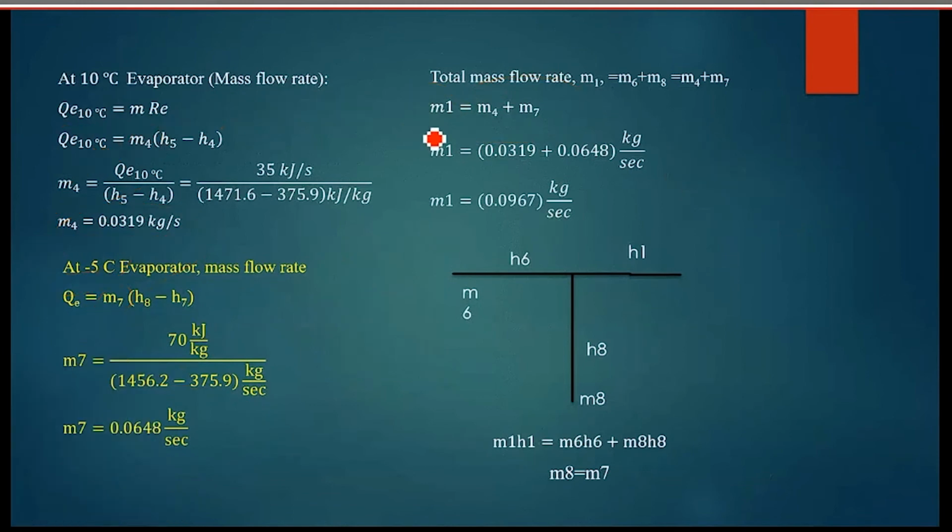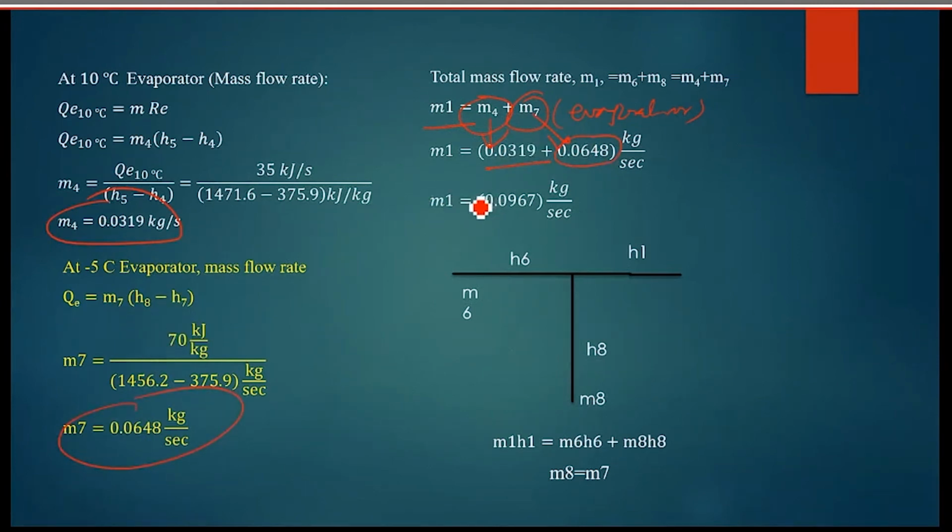Look at this, yeah. So M1, that is the mass entering the compressor, or the combination of M4 and M7. What is M4 and M7? Those are the mass flow rates of the evaporators concerned. No? So at the end of the evaporators, it will go to the compressor suction at the entry. So all we have to do is M4, we get that 0.0319 here. Then M7 is here, 0.0648. We were able to get that now from the heat load of the second evaporator.